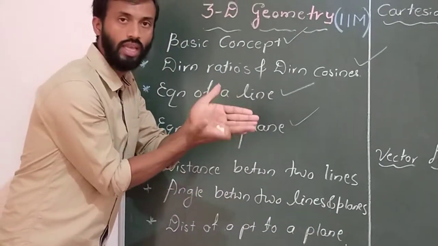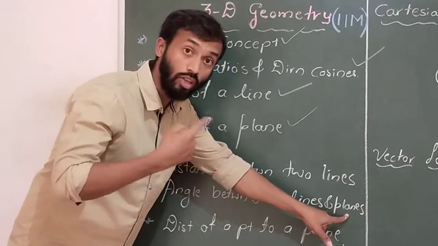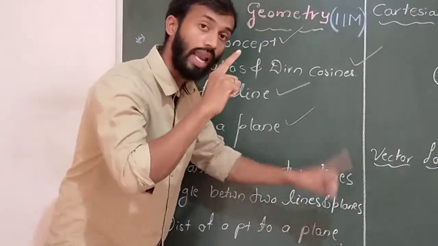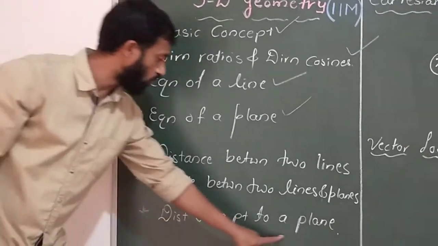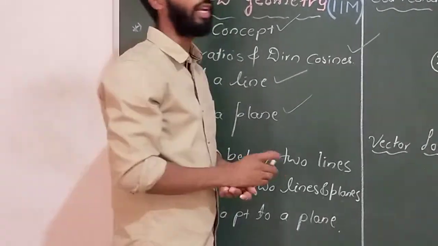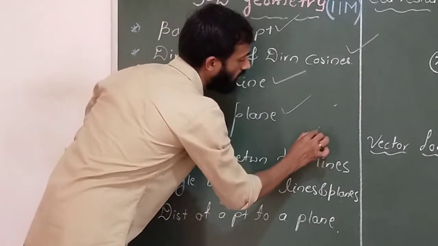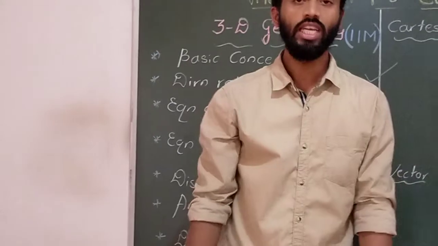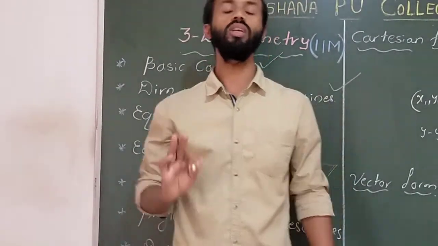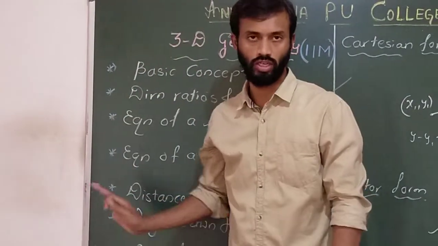Imagine these two are planes: the angle between two planes. And again we are going to study the angle between a line and a plane. And the last thing we are going to study is the distance of a point to a plane, the distance of a point to the particular plane. So these are the things we are going to study in this 3D geometry, and these are the things you need to make perfect.